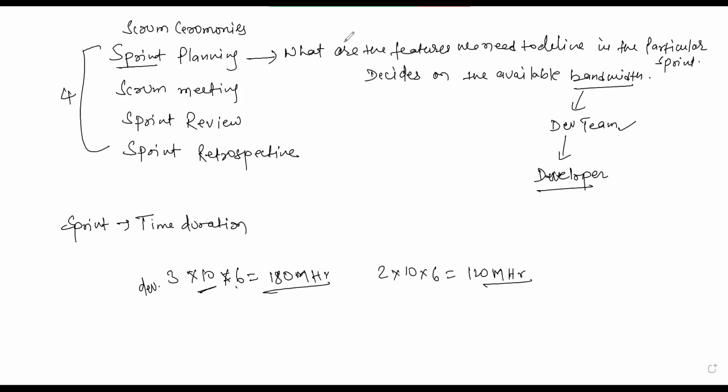So the sprint planning: what are the features that need to be delivered in the particular sprint, decided on the available bandwidth of the developer first thing, right?